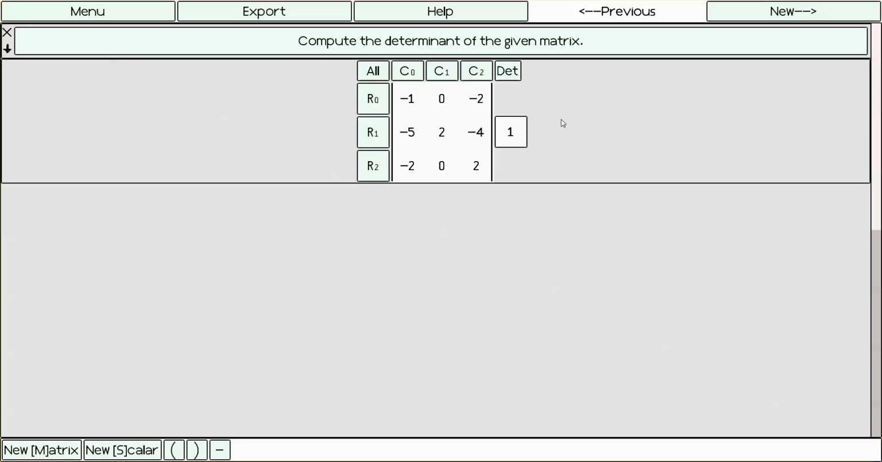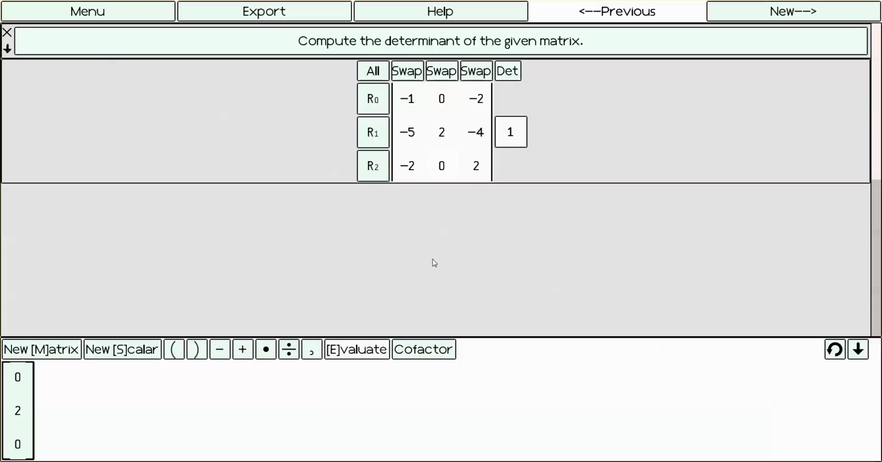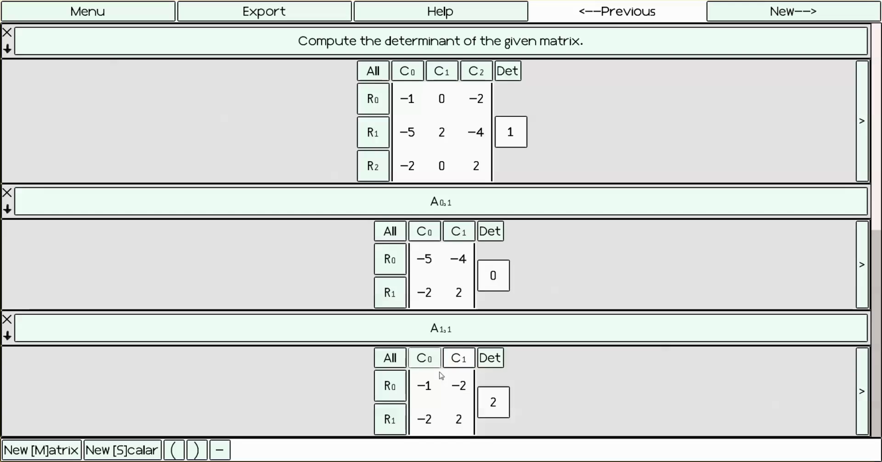So we're going to expand by column number 1. First you click the column or row you want to expand by, and then to do the cofactor expansion, we click on the cofactor button. Once this is done, it's computed all of the minors in the matrix. In this case, the first minor is 0, 1. The 0 stands for row 0, column 1. Then you've got 1, 1, which is row 1, column 1.